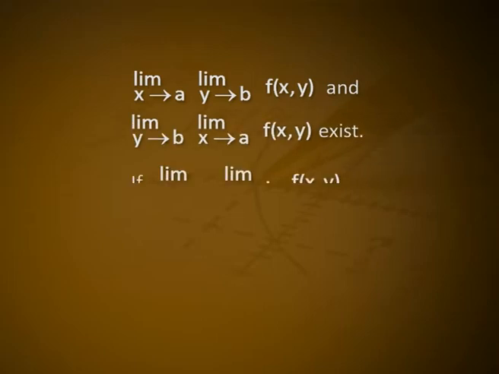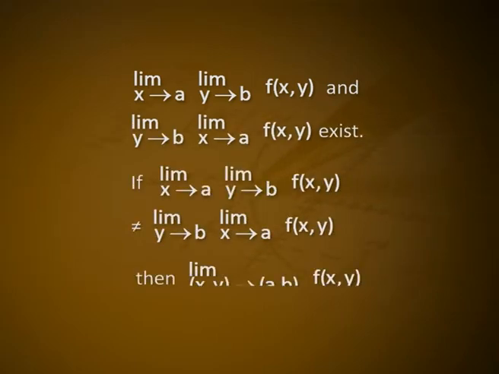We can use the property of repeated limit for establishing the non-existence of limit of f(x,y). Let f(x,y) be defined in some neighborhood of (a,b) and the repeated limits, limit x tends to a of limit y tends to b of f(x,y) and limit y tends to b of limit x tends to a of f(x,y), exist. If limit x tends to a of limit y tends to b of f(x,y) is not equal to limit y tends to b of limit x tends to a of f(x,y), then limit (x,y) tends to (a,b) of f(x,y) does not exist.